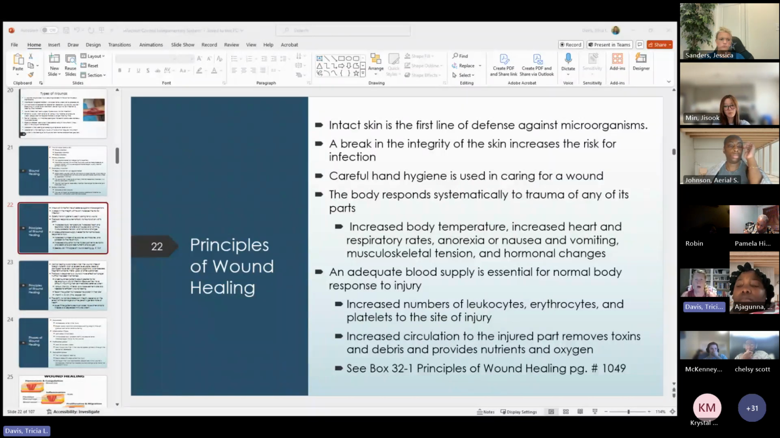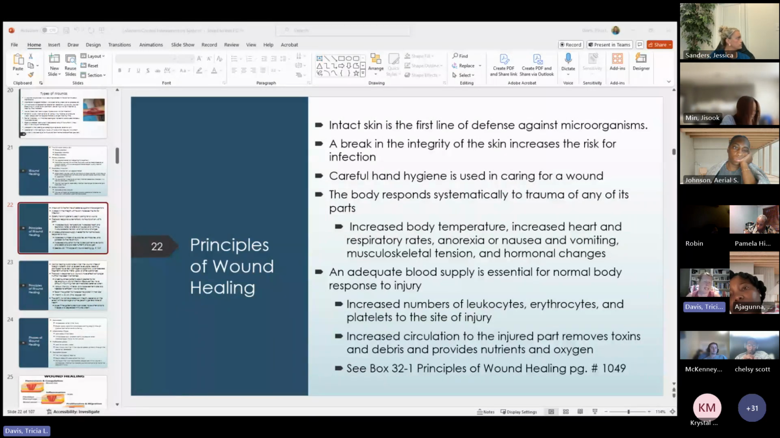When we think about how our body responds, this is kind of a review from last semester, but if we do get an injury somehow, our body is going to respond systemically to any trauma, right? So if we have an infection, we might have increased body temperature, increased heart rate, and an increased respiratory rate. Depending on what type of infection we have, we might have decreased appetite. We might be nauseated. We might be vomiting. We might have a lot of tense muscles, and maybe even some hormonal changes too, depending on what's going on.